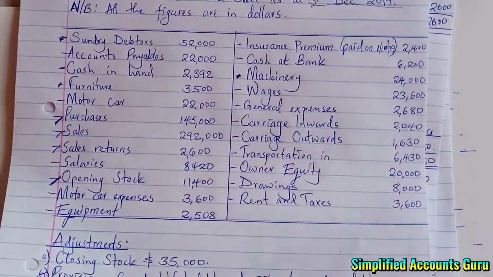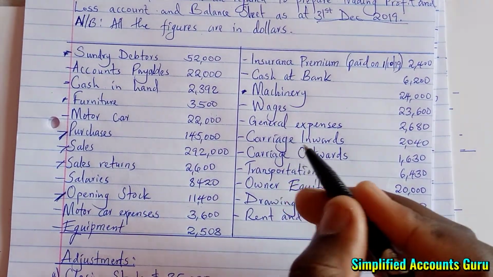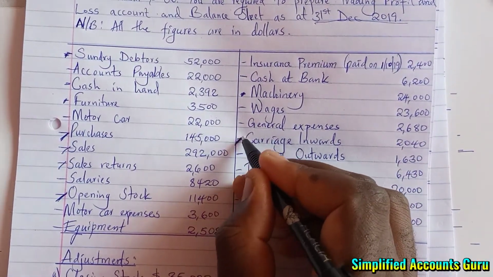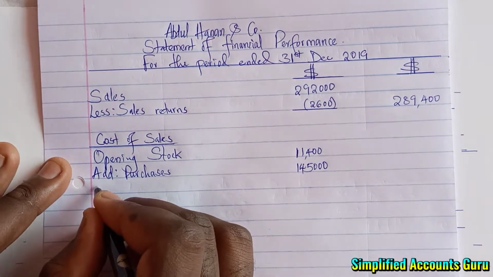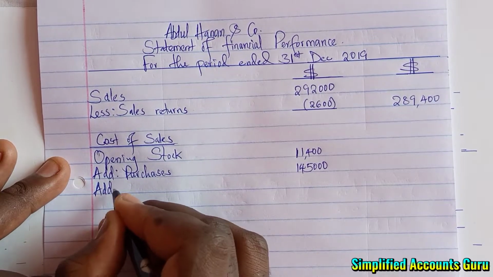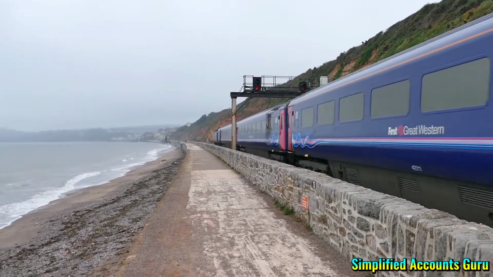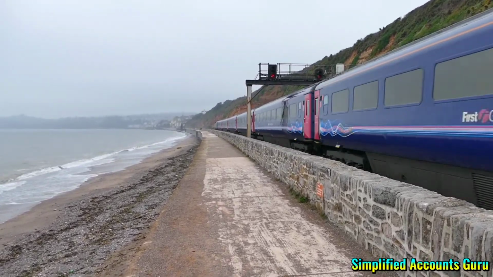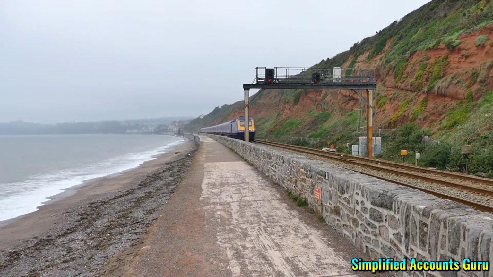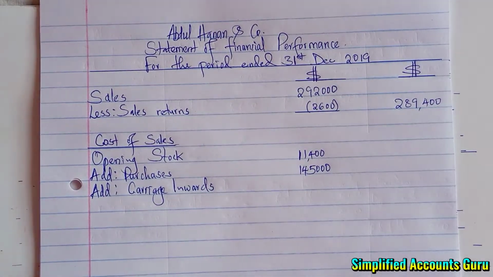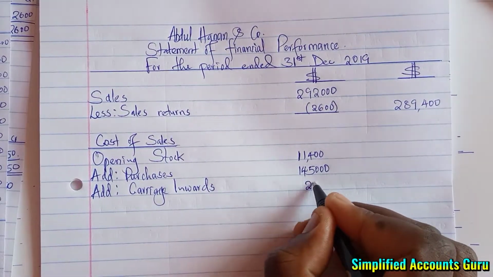Then the next thing is to add carriage inwards. Do we have carriage inwards? Yes, we have here carriage inwards, which is 2,040. So add, this is the cost of transporting these goods to the premises of Abdul Hanan Company. The carriage inwards here will be $2,040.